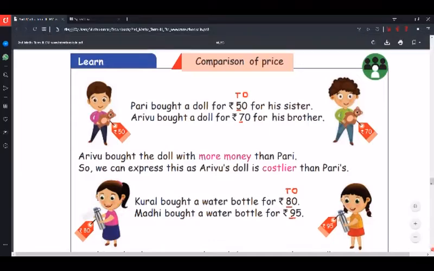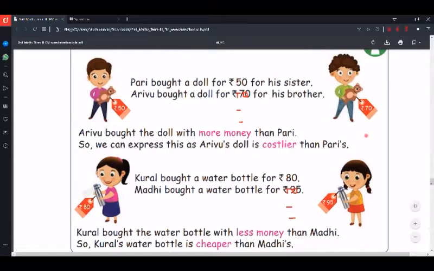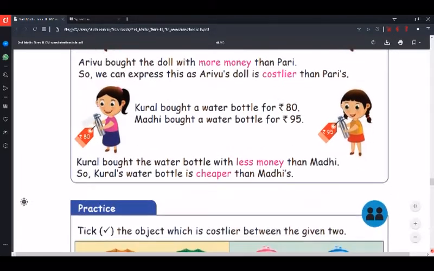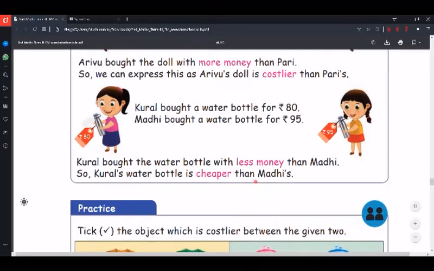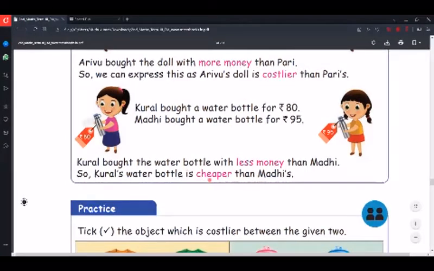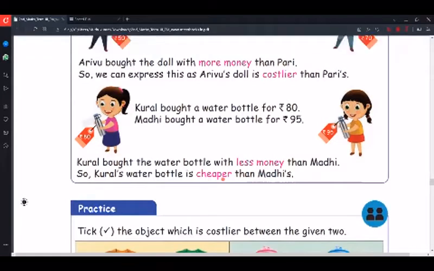Kural bought a water bottle for only rupees 80, isn't it? It is less money than Madhi paid, isn't it? So to indicate less money, we use the term cheaper. Okay, we use the term cheaper. So Kural bought the water bottle with less money than Madhi. So Kural's water bottle is cheaper than Madhi's. சரியா? விலை அதிகமா இருந்தா என்ன சொல்லுவோம்? Costlier. விலை கம்மியா இருந்தா என்ன சொல்லுவோம்? Cheaper. ஓகேவா? அதுதான் இதுல கான்செப்டே. சரியா? Next exercise போலாமா?